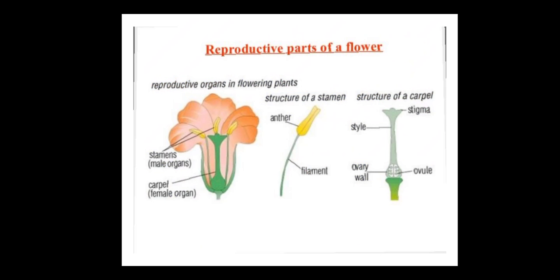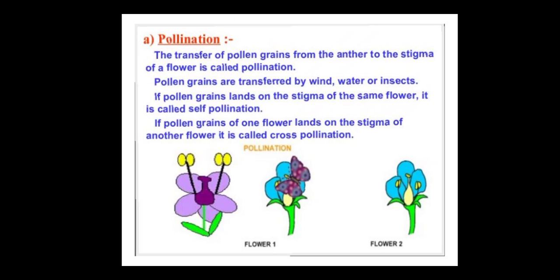Now, the reproductive part of the plant, where you can see the structure of the anthers, the style, the stigma, the ovary walls, the male organs and the female organs in the figure. Now, what is pollination? The transfer of pollen grains from the anther to the stigma of a flower is called pollination. This is an important term.